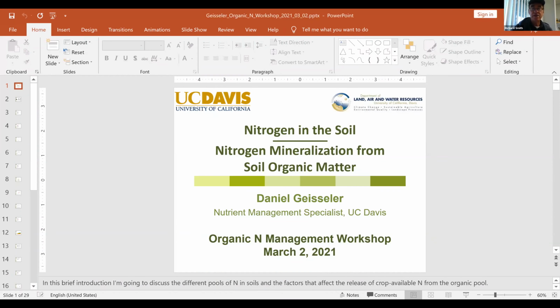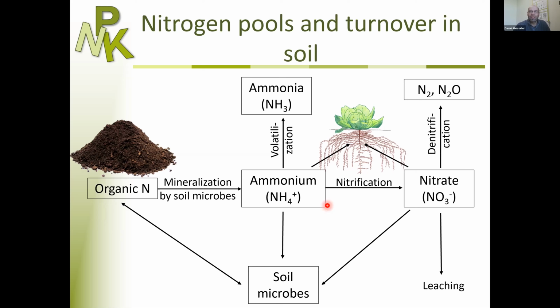There are different pools of nitrogen in the soil. Most of the nitrogen is in the form of organic material, probably more than 90%. That's soil organic matter, but also when you incorporate cover crops or organic amendments, most of it is in the form of organic nitrogen. On the other hand, plants take up most of the nitrogen either as ammonium or, in our agricultural systems, mostly as nitrate. These are the two forms that make up most of the nitrogen taken up by plants.